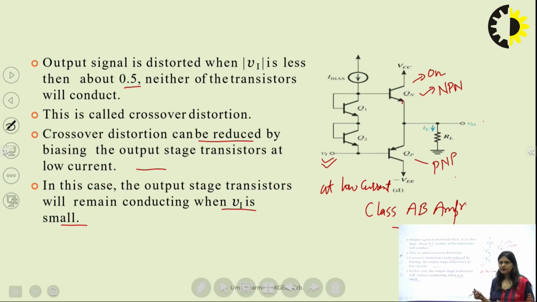This class AB amplifier is used in the output stage of 741 IC. So overall we have discussed the 741 IC circuit diagram, which is divided into 5 parts. One is the short circuit protection circuit. The circuit is responsible for providing protection against excess current.